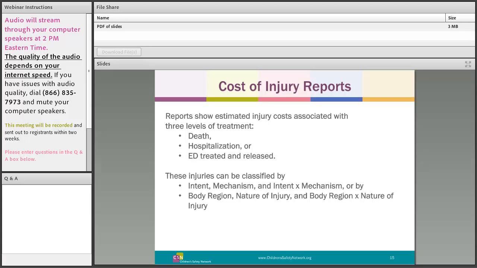First, by cause of injury, and that includes the intent mechanisms or crossing of intent mechanism, and also a scheme by body region and nature of injury, or crossing of nature of injury. And here we want to point out that when we discuss nature of injury, we're not, again, talking about cause, but more here about whether it's a fracture, a sprain, and so forth.